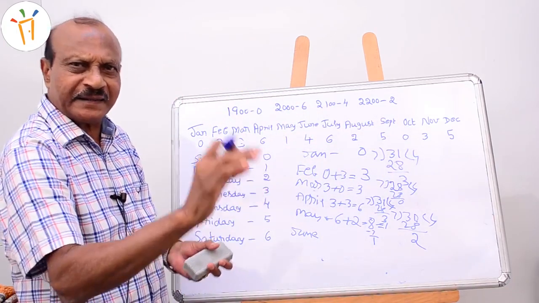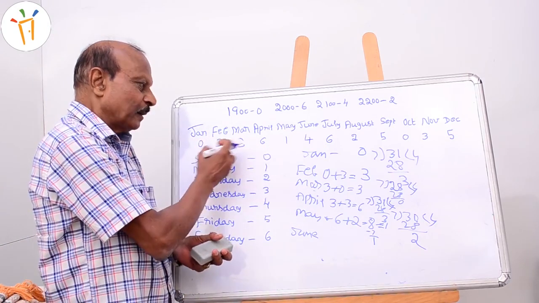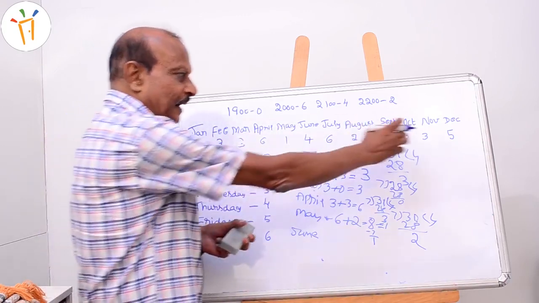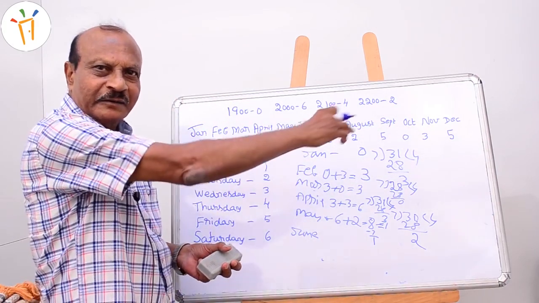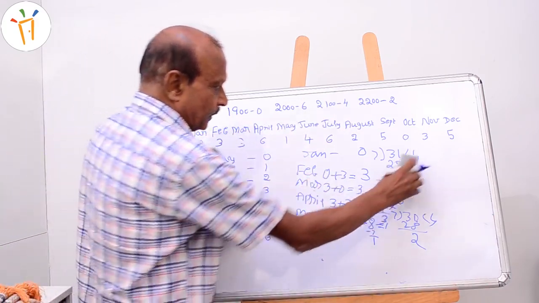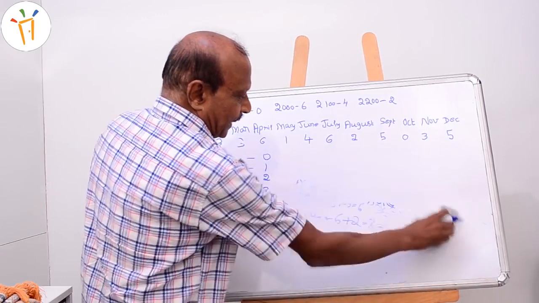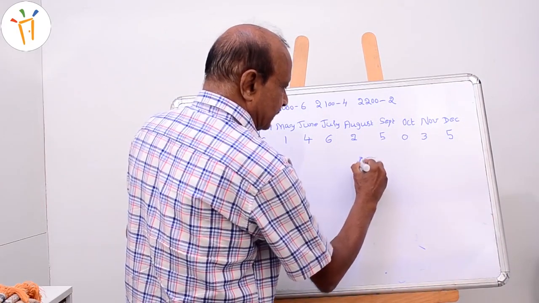Same day, every year it starts on the same day. February 1, whatever day it starts, March also starts on the same day, and November also starts on the same day. So that is why I have given the same code numbers. And one more thing: suppose I have given the 400 years calendar only here.